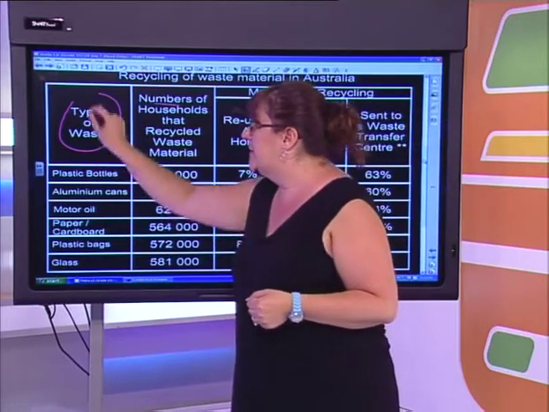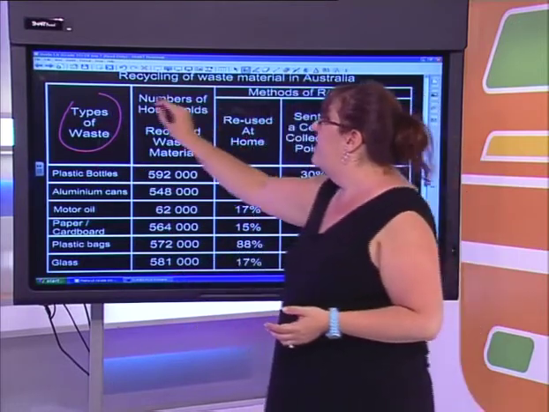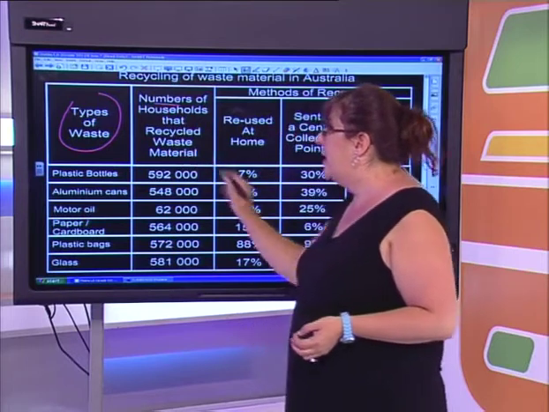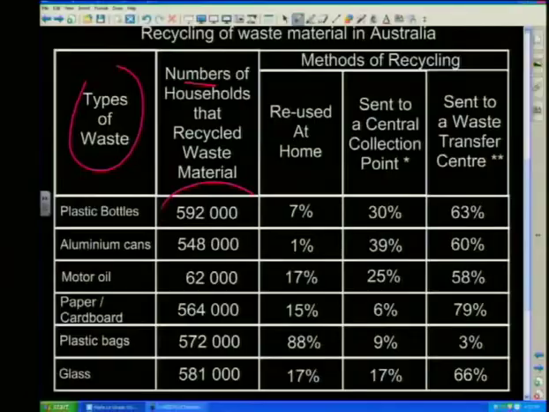So we know plastic bottles is a type of waste. Perfect. Then we look at the number of households that recycled waste material. I'm looking at 592,000 households that recycled plastic bottles. I'm looking at the method of recycling. Well, 7% of them reused it at the home, 30% sent it to a central collection point, and 63% sent it to a waste transfer centre. So quite clearly that is what my plastic bottles is telling me.